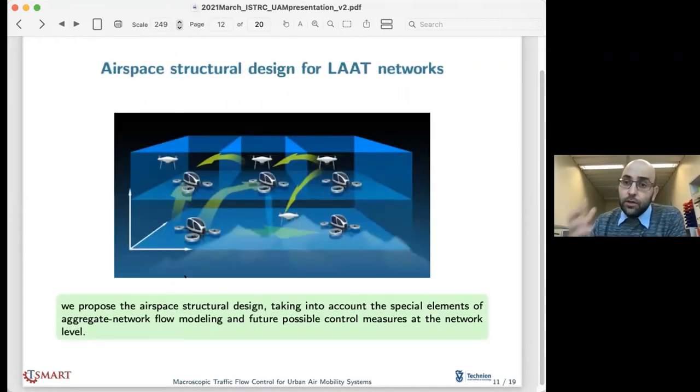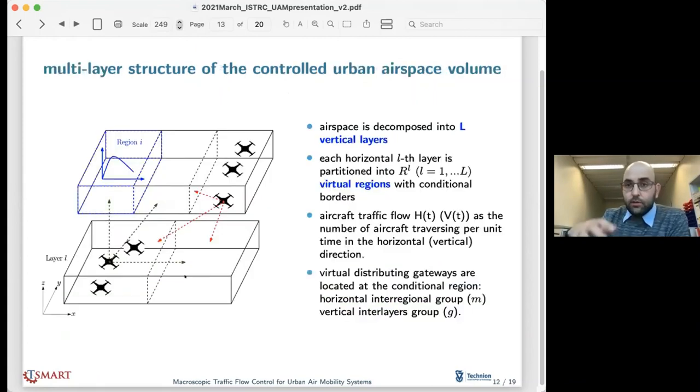So in order to do this, you need to come up with some structural design for the future of air density. And of course, we propose a structural design, something like this, because this can take into account special elements of aggregate modeling and also possible control measures in the future. So you have several layers, each layer you divide into several regions, and you can move horizontally between regions and vertically from one region to another layer.